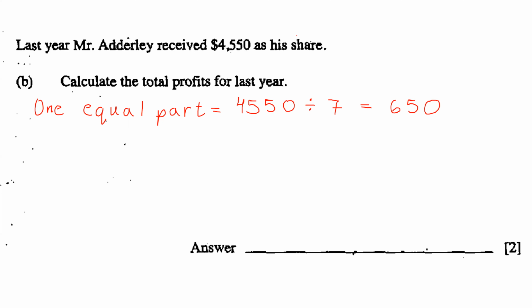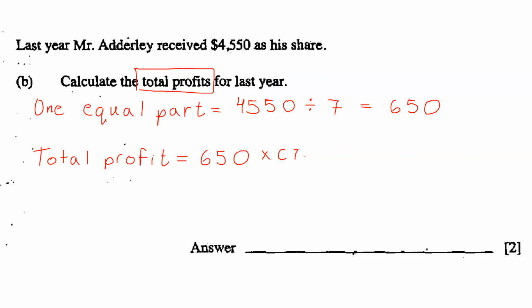Now we want to figure out what the total profits are. The total profits is how much they get in all, what they made as an overall sum. We already know one equal part, so in order to find the total profits, we're going to take that one equal part and multiply it by 16, because altogether they have 16 equal parts. We're using 16 because that's the sum of their equal parts, the 7 and the 9. What is 7 plus 9? The 7 plus 9 is definitely 16.